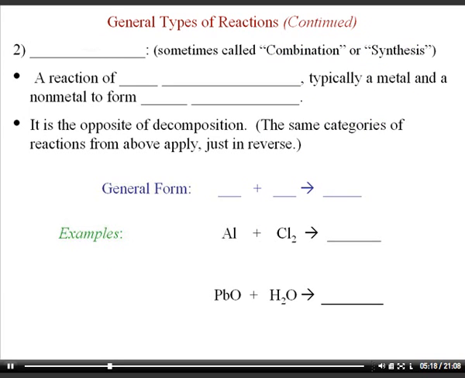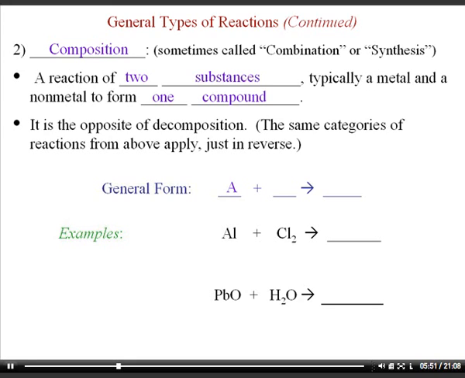Now the second type of reaction is called composition. Now your textbook, I believe, uses the term combination, or some books use the term synthesis. But basically what you're doing is you're taking two things and you're sticking them together to make one thing. So it's a reaction of two substances, typically a metal and a nonmetal, and it forms one compound. So it's the opposite general form as the decomposition reaction. And the same categories apply that we just looked at on the previous slide, like the carbonates and chlorates, etc. You just need to run the reaction in reverse.